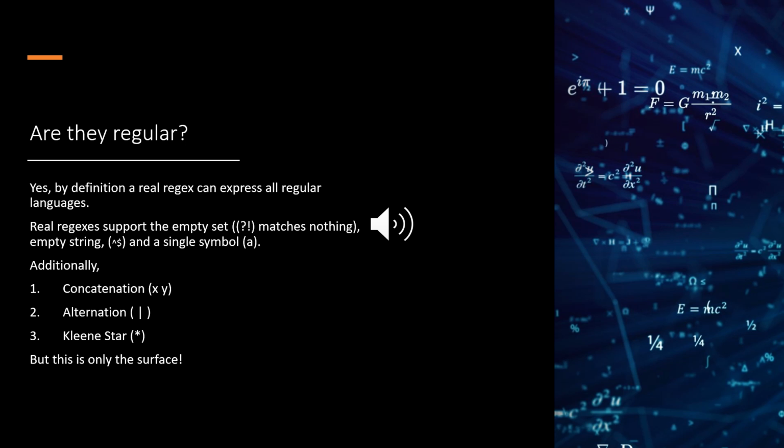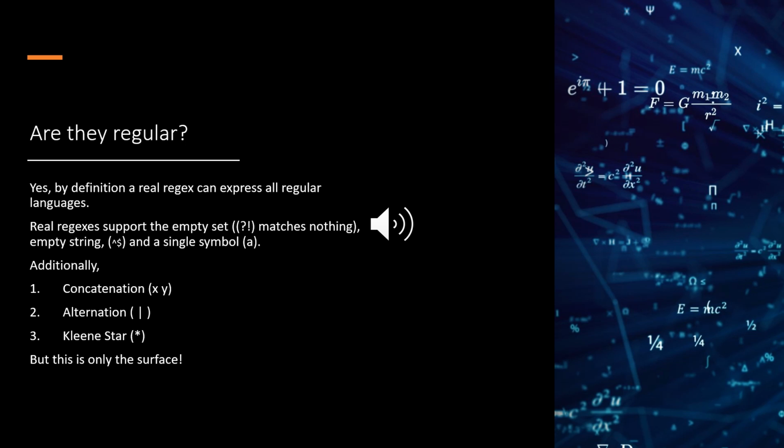So let's now try to characterize the power of the real regular expressions. What we can do is show an equivalence between the formal regular languages and the real regular expressions. Recall that a regular language R is one of six things. We can have the empty set, the regex that matches nothing, the empty string, or a single symbol. We have these three primitives, but on top of that we have the concatenation operation, the alternation operation, and then the Kleene star. Now all six of these can be supported by the real regexes.